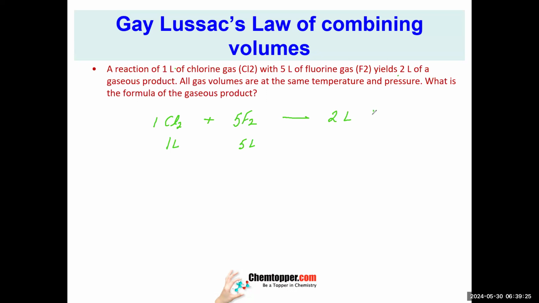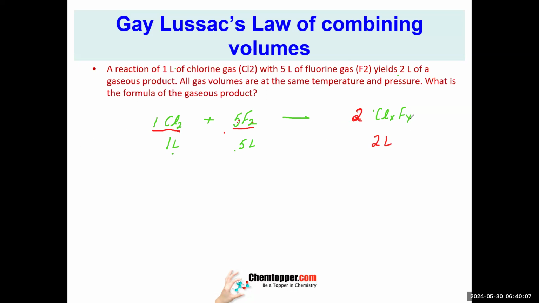Product has chlorine and fluorine, so I don't know the formula. First I will write chlorine, Cl, and then fluorine. I don't know X and Y, right? That I have to work out. But I know that the ratio of the volume is 1:5, so it means ratio of the molecule is 1:5. So how many chlorines are here? 2. How many fluorines are here? Not 2, 10. So this is 2 here because they are saying 2 liters. So this product is with 2 coefficient in front. So how many fluorines? 10.